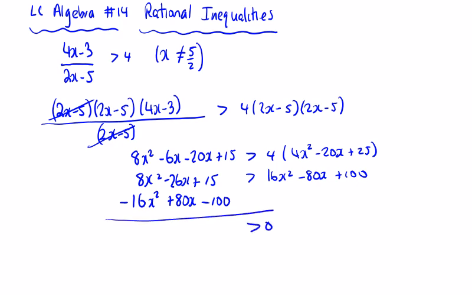And this will have to be greater than 0. So we're going to get minus 8x squared plus 54x minus 85 is greater than 0. So multiplying by minus 1, we're going to get 8x squared minus 54x plus 85 is less than 0.